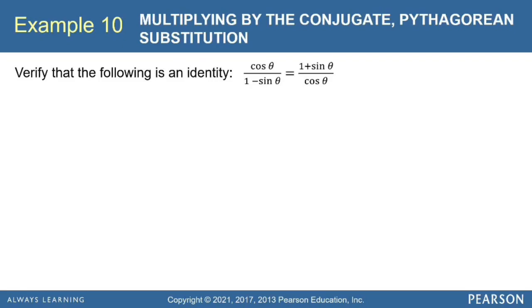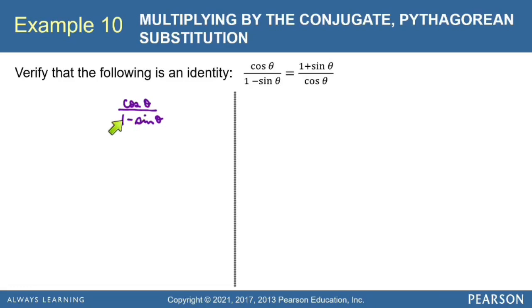Now if you ask yourself which of these two sides is more complicated than the other, the answer is they're really about the same. So I'm going to choose to work with the expression on the left side of the equal mark. You could just as easily apply the same method we're going to use to the right side of the equal mark. But let's just go ahead and copy down cosine theta over 1 minus sine theta.